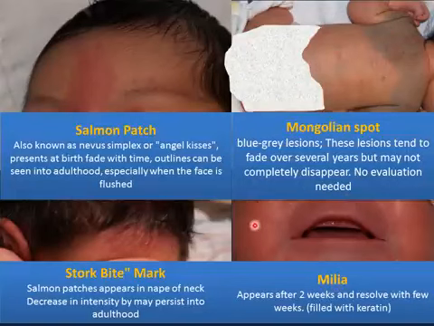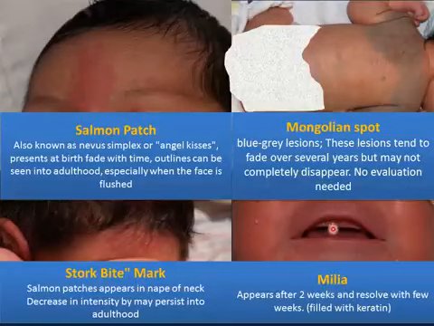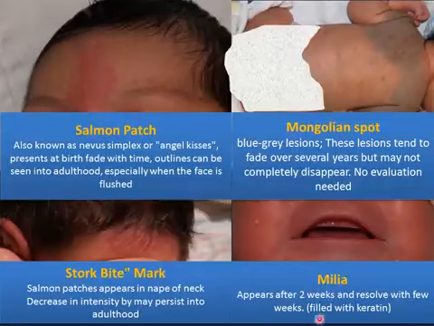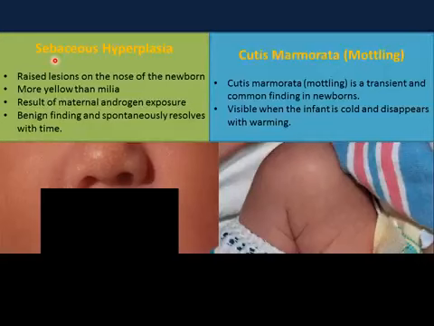The next one is milia. Milia is a cyst filled with keratin. It appears on the face, and can appear on the gums and also over the hard or soft palate. It is a benign condition that resolves with time and requires reassurance. Another common benign newborn rash is sebaceous hyperplasia. It is raised lesions on the nose of the newborn. It is more yellow than the milia and results from maternal androgen exposure.